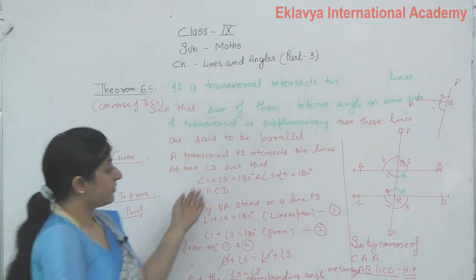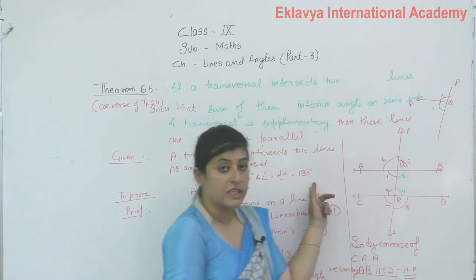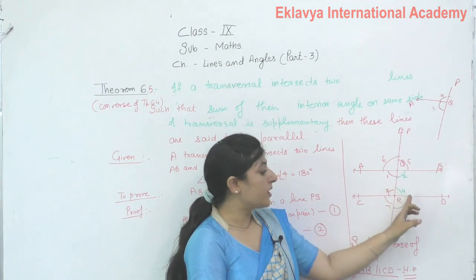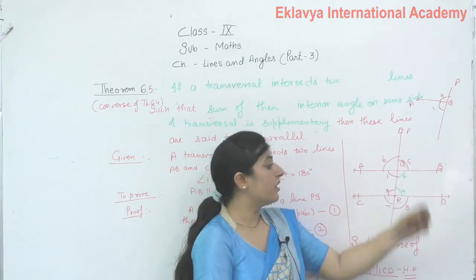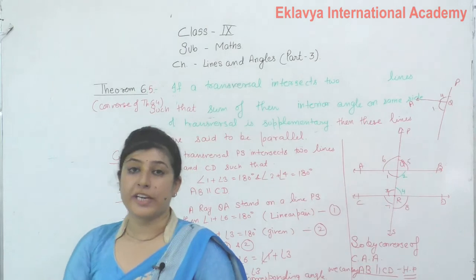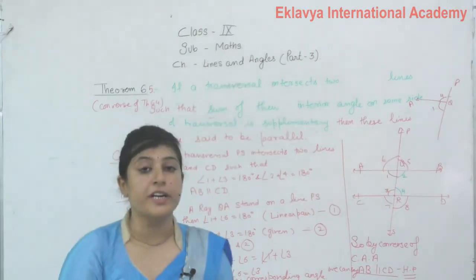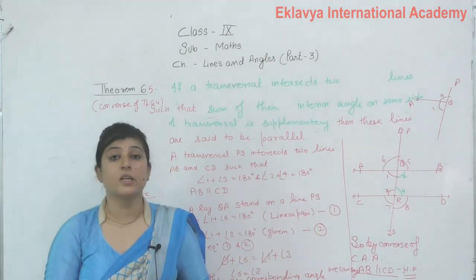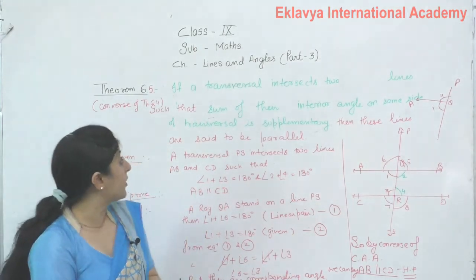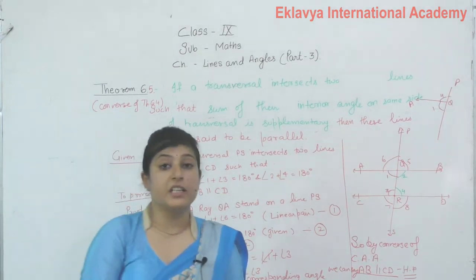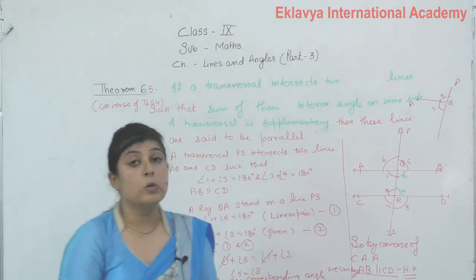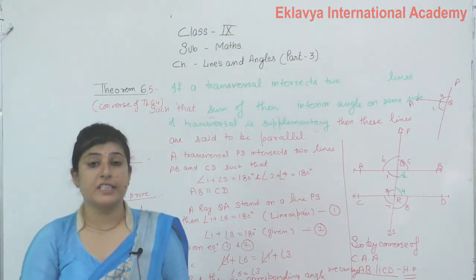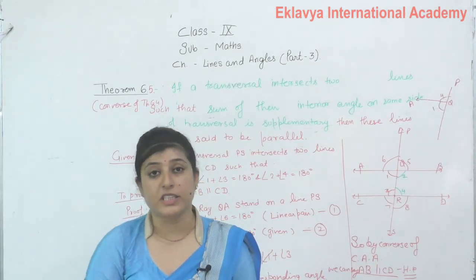You can prove it from 2 plus 4 also: 2 plus 5 is 180 degrees, linear pair; 2 plus 4 is given, it means 4 is equal to 5. But they are corresponding angles, so by the converse of the corresponding angle axiom we can say AB is parallel to CD. Yes, now our theorems up to theorem 6.5 are completed. Do complete it in your fair notebook also, and in the next lecture we will discuss the remaining theorems. Okay students, thank you.